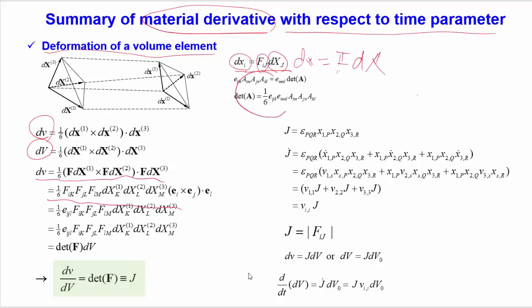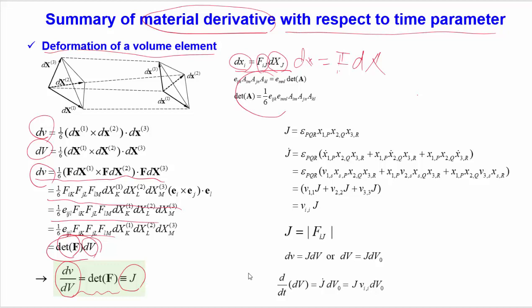Employing these two relationships, we can derive this equation. That is, lowercase dv equals the determinant of the deformation gradient tensor multiplied by uppercase dV. After all, we can express dv with dV, where the determinant of F is defined by the Jacobian, denoted by J.